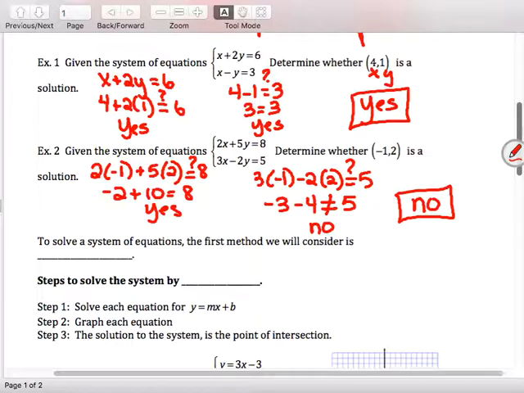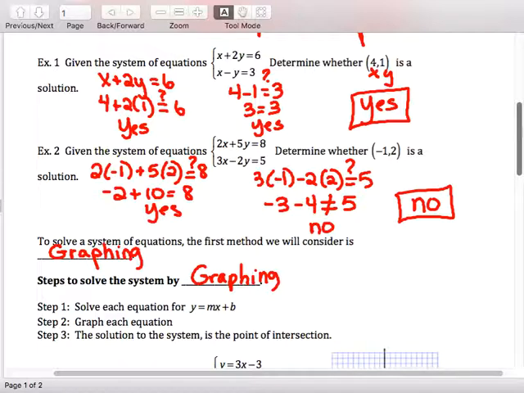All right, to solve a system of equations, the first method we're going to look at today is graphing. Tomorrow we're going to do substitution and elimination. So the steps to solve the system by graphing. So I put the steps in, so if you ever forget when you're doing homework or a review for a quiz or a test, I want you to look through your notes before you ask somebody to help you.